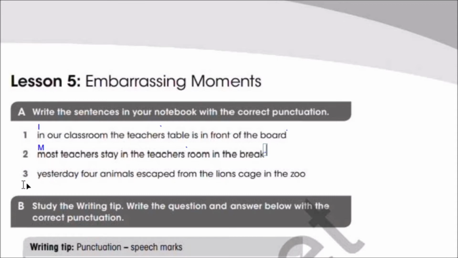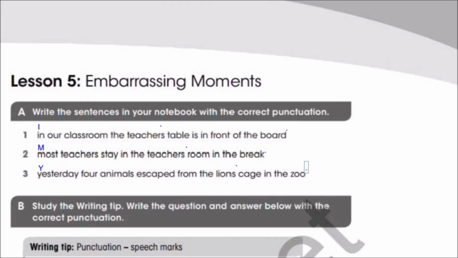Number 3. Yesterday, 4 animals escaped from the lions' cage in the zoo. What do we change? Good job. First, we put a capital Y here. What else? Very good. After the lions, we use an apostrophe, and it has to be after the S. So we are talking about a possessive S and a plural S at the same time. And in the end of the sentence, we use a full stop. Good job.